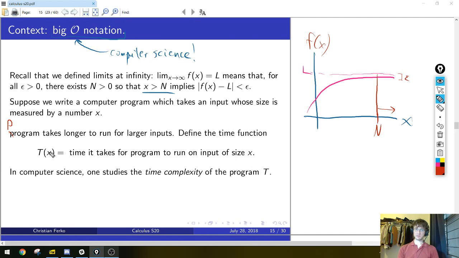So if you assume the program takes longer to run for larger inputs, we can define a function. This is the timing function, T of x, which is the function that, given an input x, tells you how long it takes the program to run. Perfectly good function. For every input, there's one output T of x, even if I have no idea what that is. So, in computer science, the central question you ask in complexity theory is, how does this timing function change as the input gets larger? If I want to sort a list and I double the length of the list, how much longer will my sorting algorithm take to run?